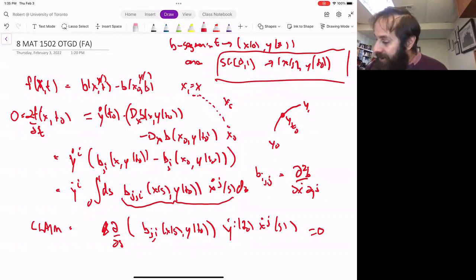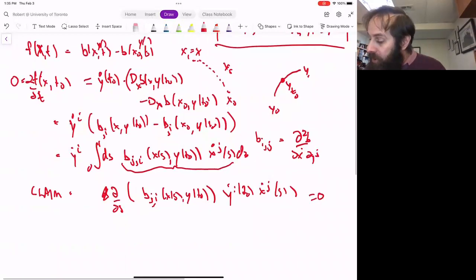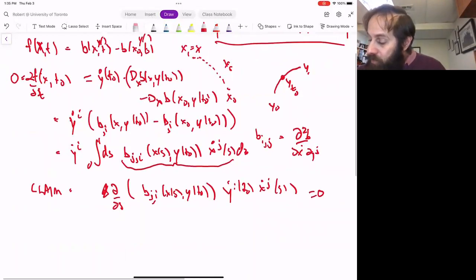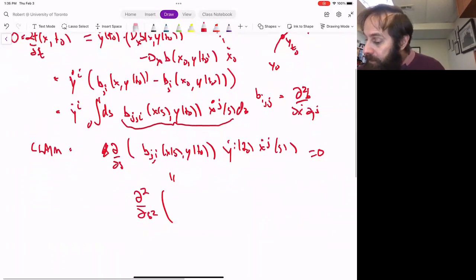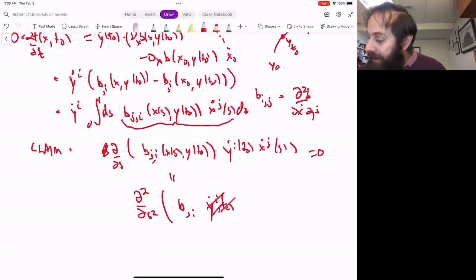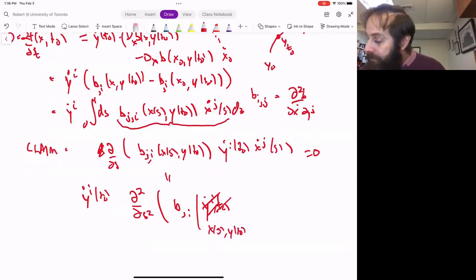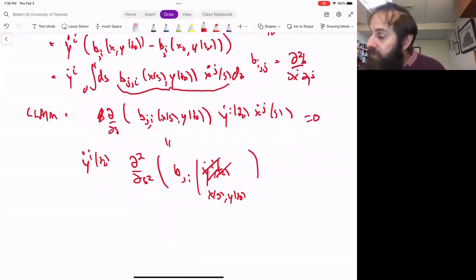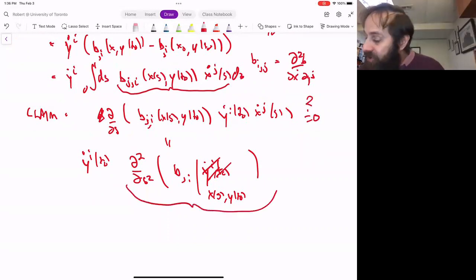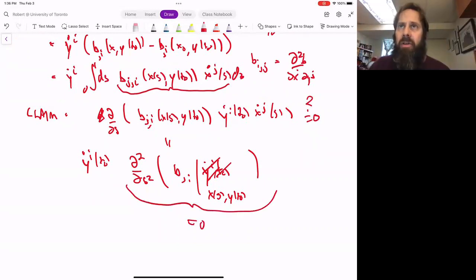I hummed and hawed a little bit, but I eventually realized that I don't need to, because really I can also write this as the second derivative with respect to s of b comma i, that's the y derivative, y i dot t naught. Maybe I'll take the y i out here again. And this is always evaluated at x s, y t naught. So this is what I want to show. But the fact that this thing vanishes is exactly the condition for x s to be a b segment with respect to y t naught, right?